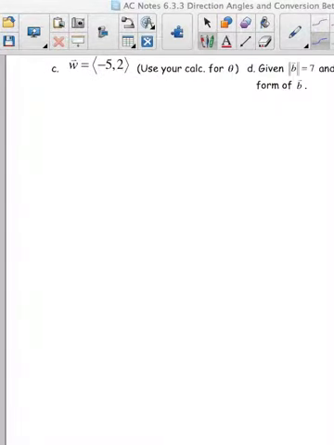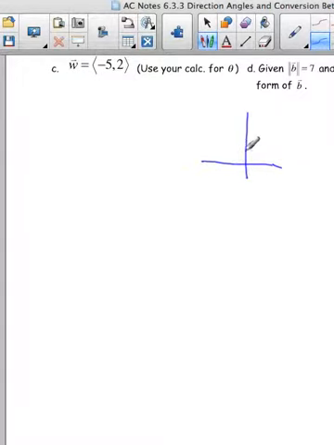This is example 6C. It's an additional example for our note 6.3, day 3 on vectors. We're given vector W, which is negative 5, 2, and we're asked to find the magnitude and the direction angle for this vector. So I'm going to go ahead and sketch W as negative 5, positive 2. So I'm going to go left 5, 1, 2, 3, 4, 5. So that's negative 5 and up 2 units.